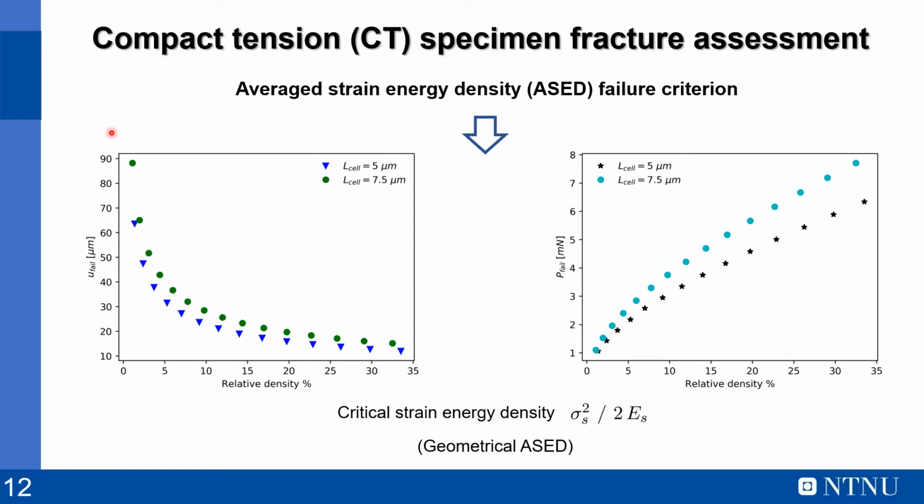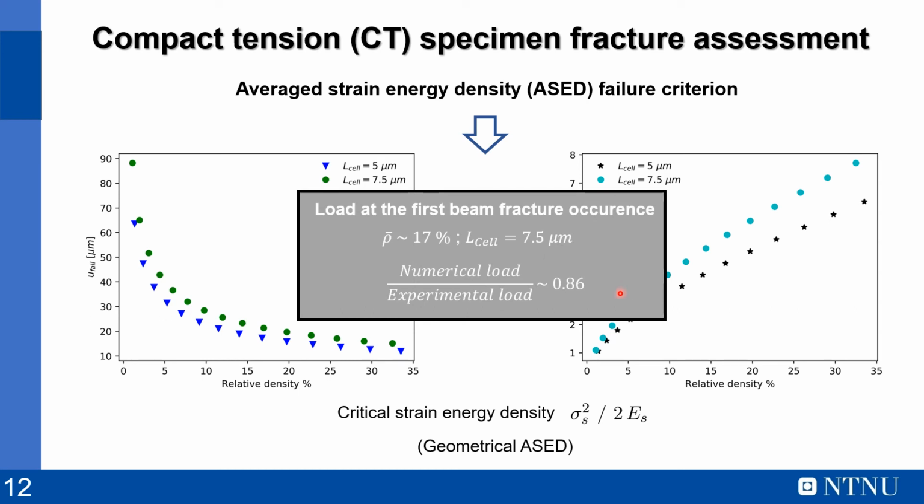Therefore, here you can see the displacement at failure as a function of the relative density as well as the load at failure for two different unit cell sizes. And by considering the load at the first beam fracture occurrence and the experimental values, we have obtained that the numerical load is about 86% of the experimental load, which is a good approximation as a preliminary result.